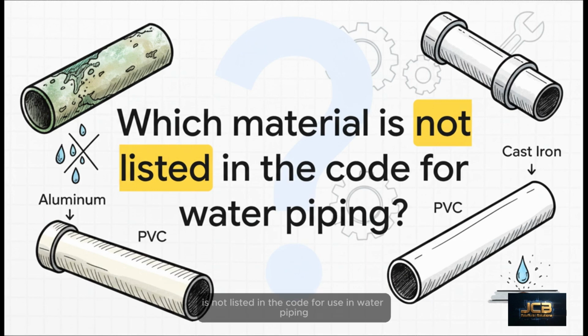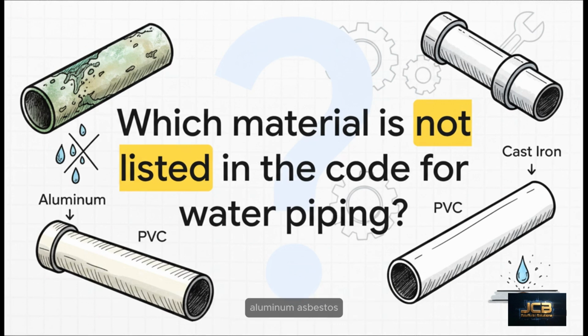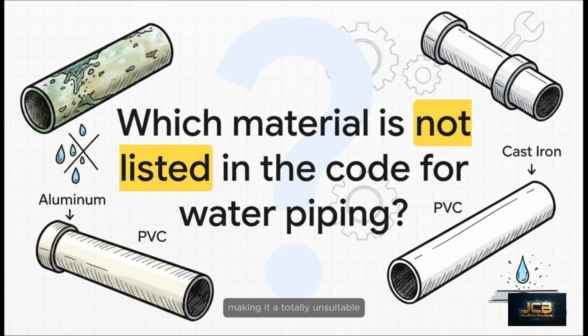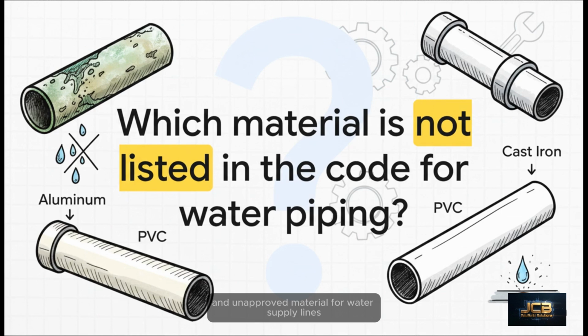Which of these materials is not listed in the code for use in water piping? Aluminum, asbestos cement, cast iron, or plastic? You have 5 seconds. The correct answer is A, aluminum. And the reason is pretty simple. Aluminum corrodes very easily when it's in contact with water, making it a totally unsuitable and unapproved material for water supply lines.